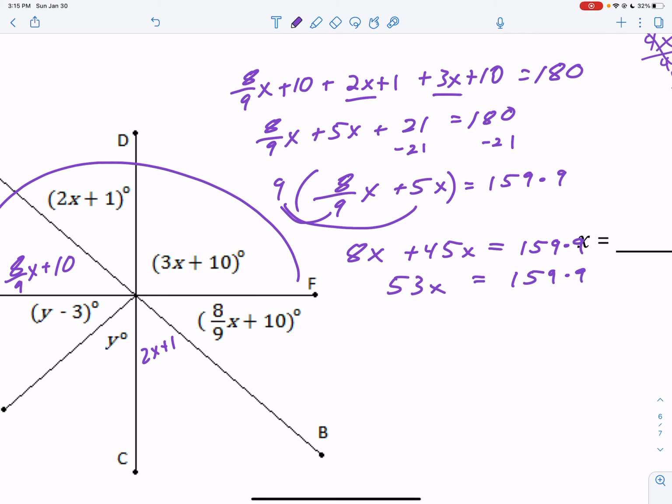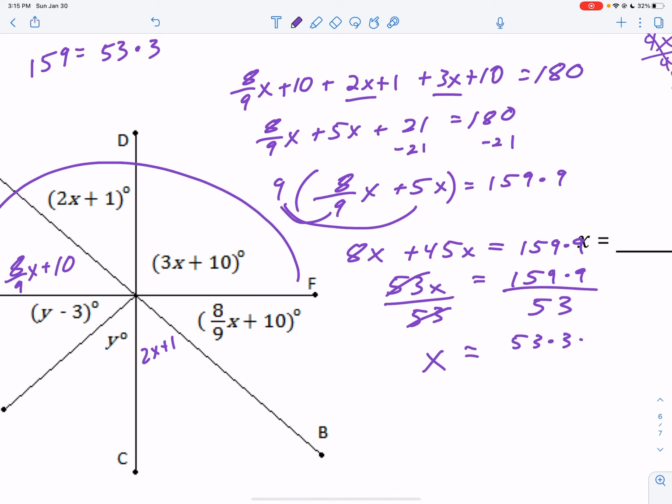And then now maybe I see if one of these things is divisible by 53, because I'm going to have to divide by 53 at some point. And if you use your calculator to make this easier, I'm with you. But what's funny about 159 is 159 is equal to 53, which is the number we're trying to divide by, times 3. So I can rewrite that 159 as 53 times 3.